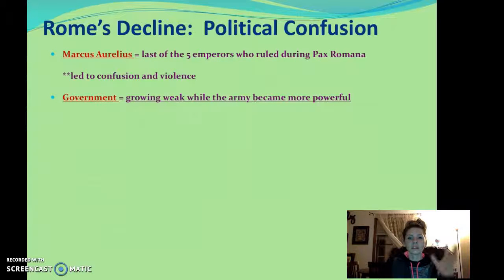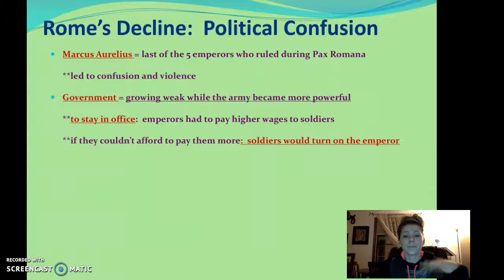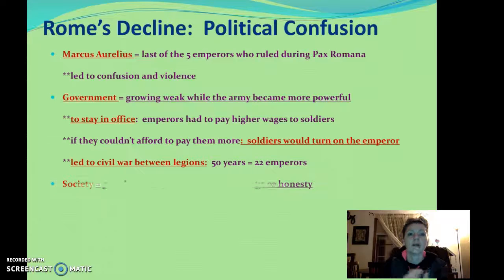As the government is trying to figure this out, the army at this time realizes that they have the upper hand because they're pretty powerful, so they're going to use that to their advantage. As the government starts getting new emperors, the army is going to play their card, and they're going to say, if you want to stay in office, you've got to pay us more. If you can't pay us more, we're going to go in and take you out, kill you, and install a general as the new emperor. So we can see that the army is playing that power card.